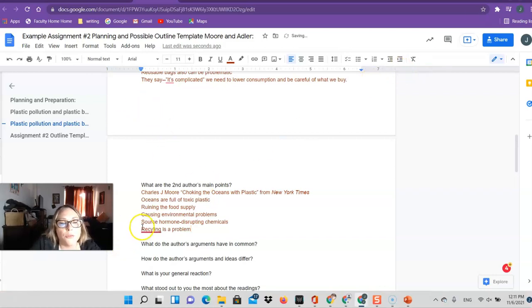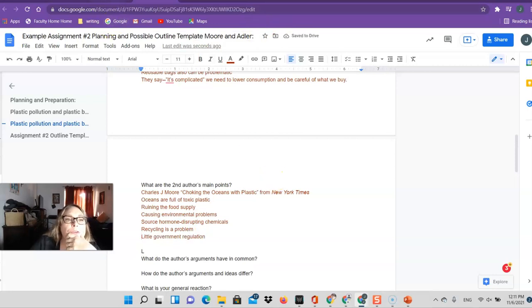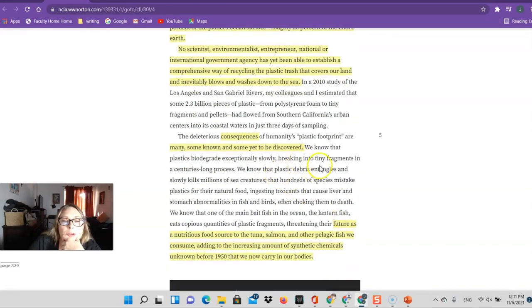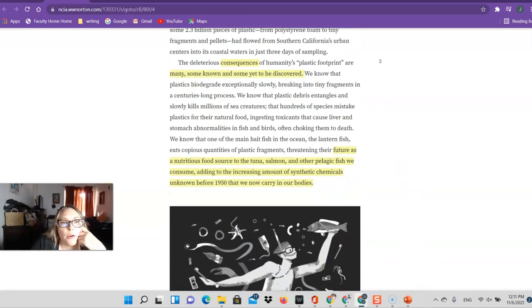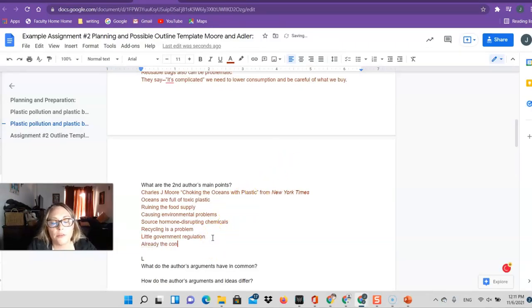All right. He also talks about how little government regulation there is. Little government regulation. Let's see if we're missing any other of his major points here. Oh, we don't necessarily even know the consequences, right? Already the consequences are bad, but we don't know all of the consequences, right? It could actually be even worse than we think.